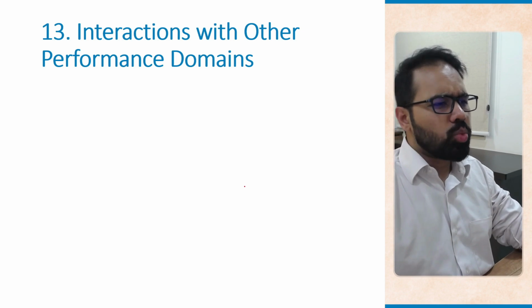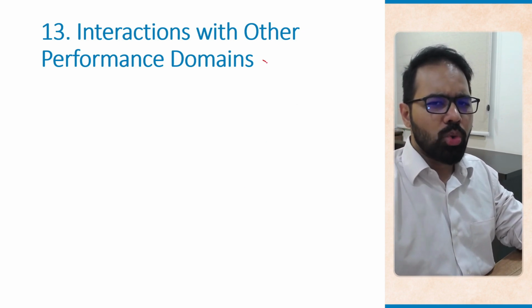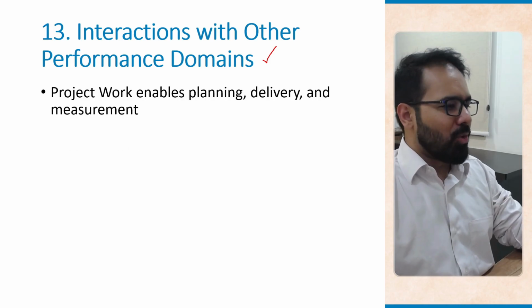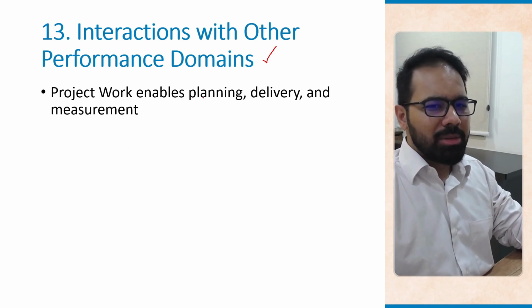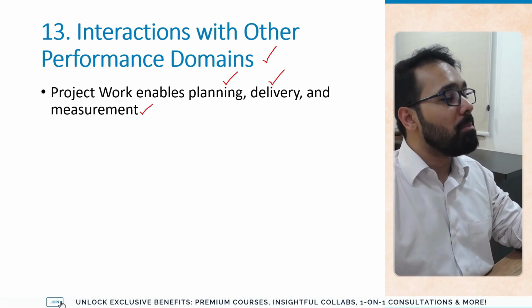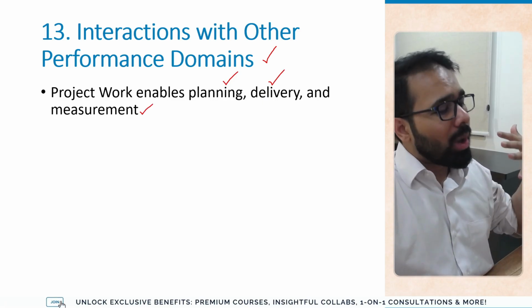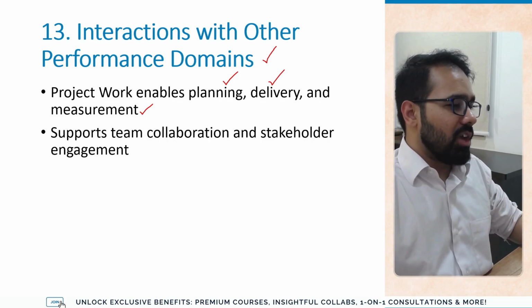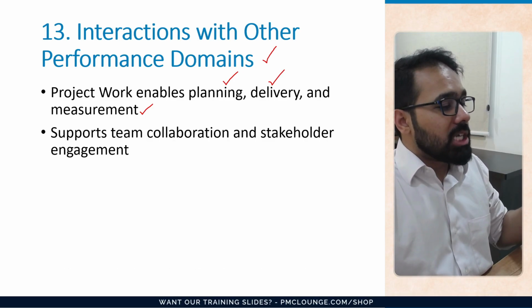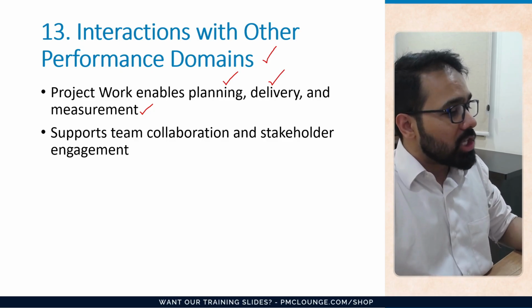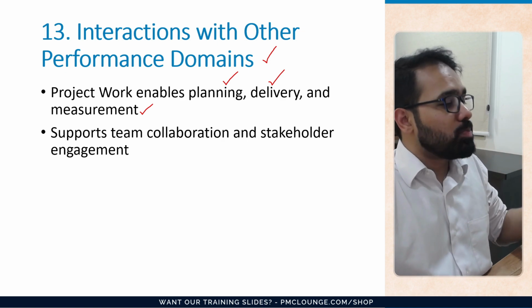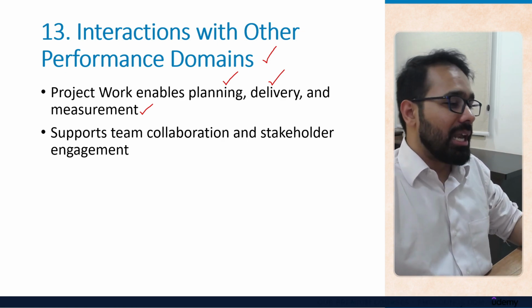Now, interactions with other performance domains. How does the work performance domain interact with other performance domains? So project work enables your planning performance domain, your delivery performance domain, and even your measurement performance domain by providing the structure and processes for everything else to function effectively. It also supports team collaboration and stakeholder engagement. Smooth processes mean smoother interactions, better communication, and better alignment.